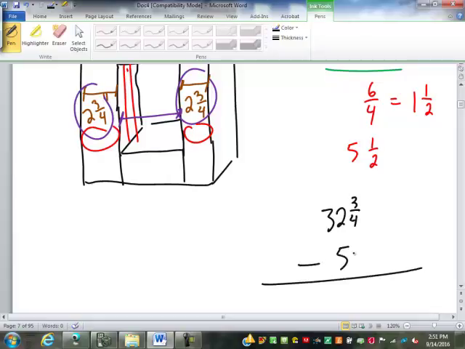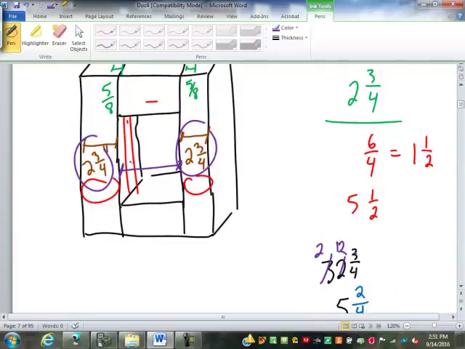Now, before I even write in the 5 1/2, what's my common denominator going to be? It'll be 4, and 1/2 is just 2/4. So 3/4 minus 2/4 is 1/4. Got to borrow for the 2. This will be 2, and this will be 12. 12 minus 5 is 7. So 27 1/4 is my distance in between here.